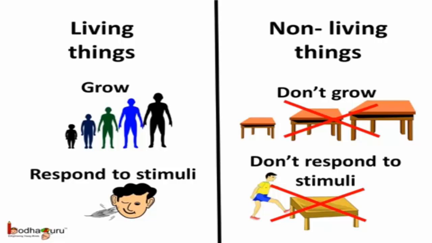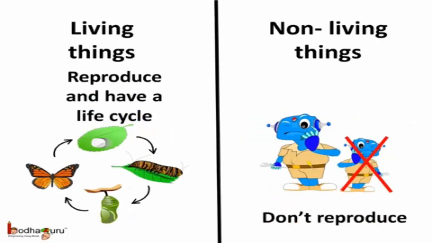All living things respond to stimuli. Many living organisms show emotions like anger and joy in response to stimuli, but non-living things don't respond to stimuli. Living things are born, then they grow, reproduce, and finally die. It's the wonderful life cycle.